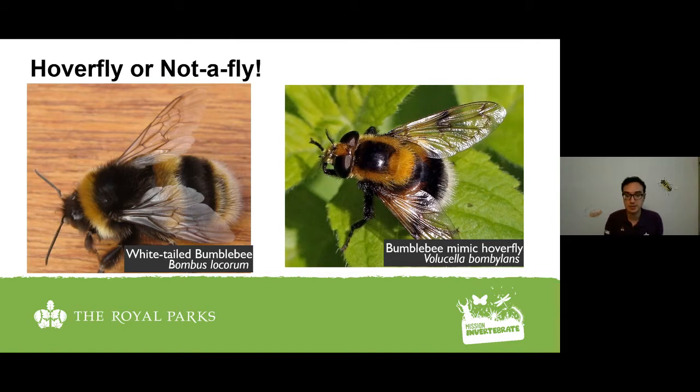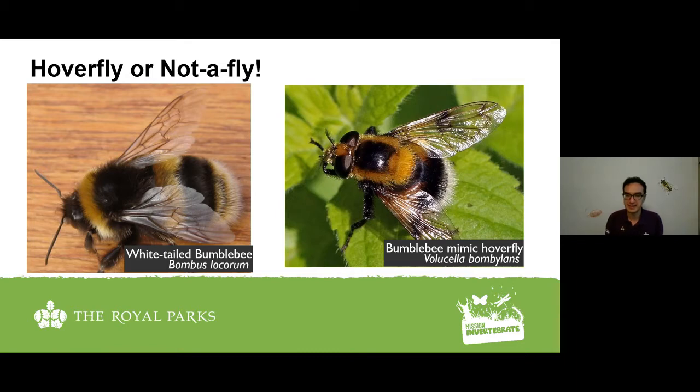But this bumblebee mimic hoverfly on the right is very cleverly looking like this bumblebee. Next door to each other, there's lots of differences that you can spot, but it's got all the coloration in the same sort of areas. It's got that white tail and then that orangey-yellow stripe in the middle, and then a bit of orange at the head as well. But very good.